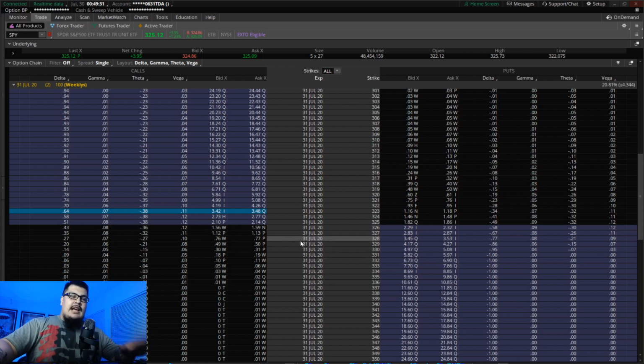But if you're just scalping options or you're taking intraday trades, that's all you want to do. Very next strike price in the favorable direction that you want the ticker to move.